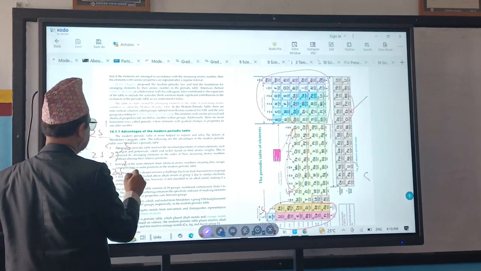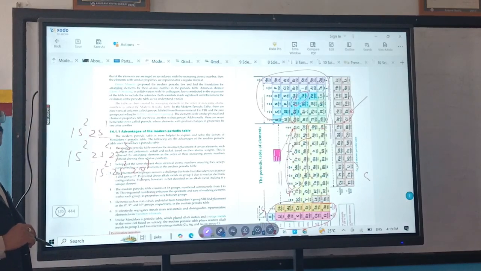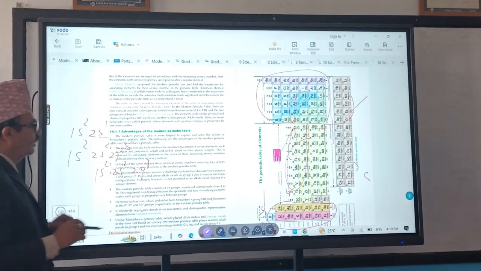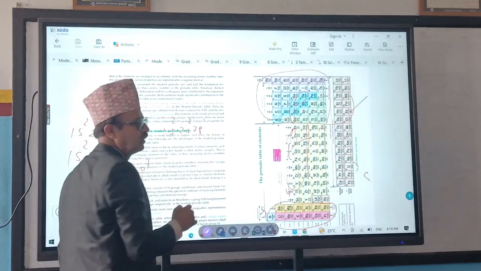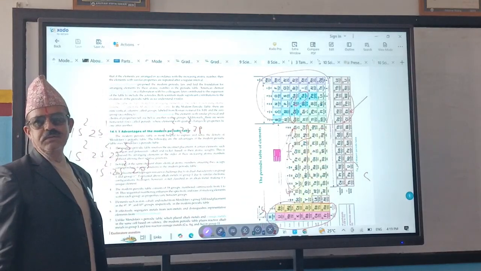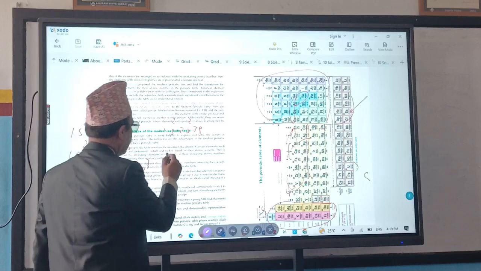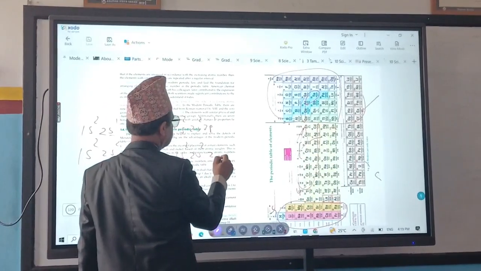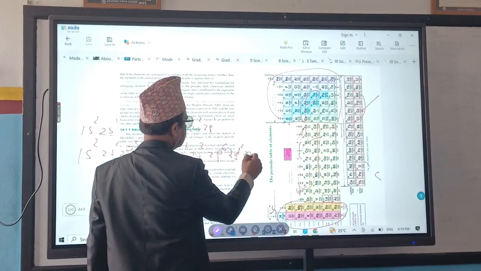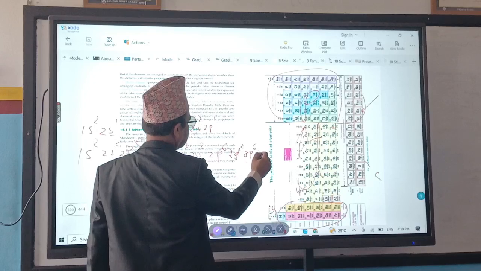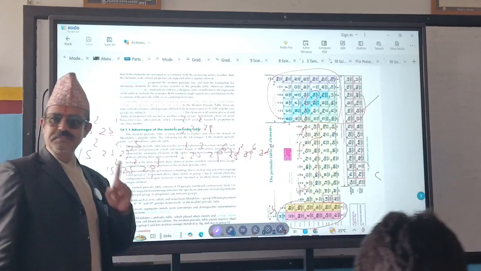1s2, 2s2, 2p3. Which one is it? P block. 1s2, 2s2, 3p1. Which block element is it? P block. Remember, at last here is P block. Okay. 1s2, 2s2, 2p6, 3s2, 3p6, 3d4. Which block element is it?